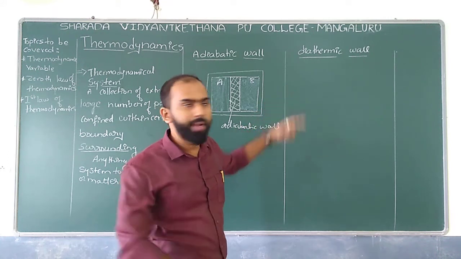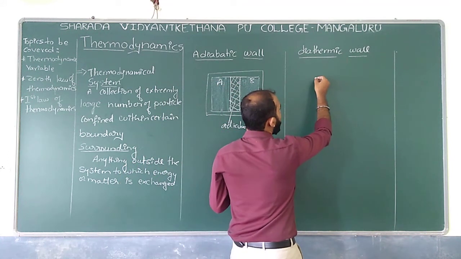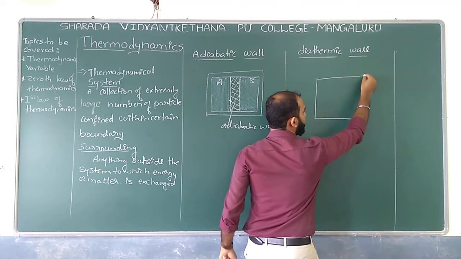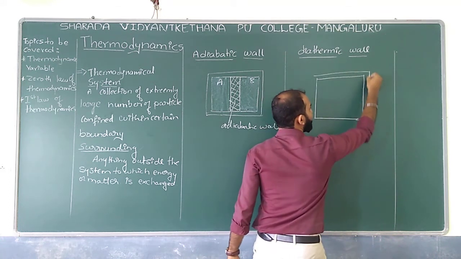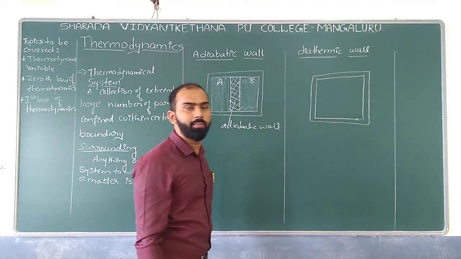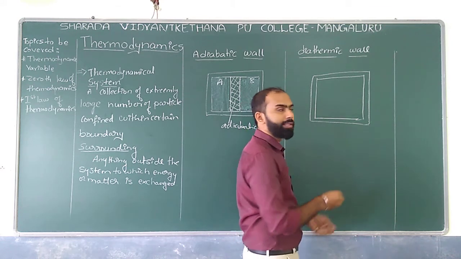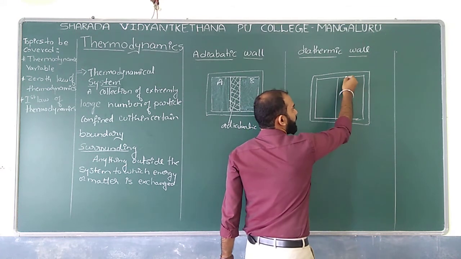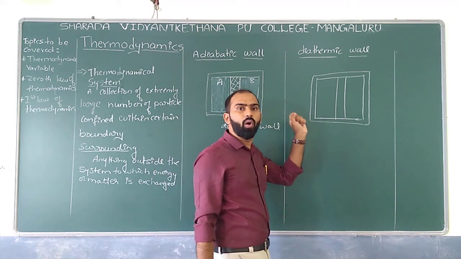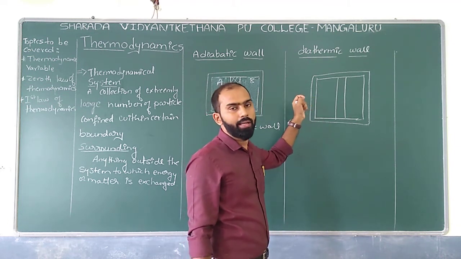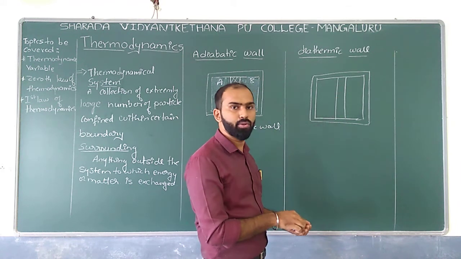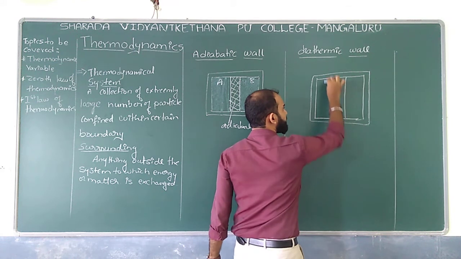Di means what? Two, right? So I'll take one more wall over here, the kind of non-insulated wall. Obviously, you are supposed to take two different systems, let us say system A and system B, and these two systems are separated by a diathermic wall. What do you mean by diathermic? It is a wall which can allow heat to pass through it, or allow heat to transfer from one system to another system.